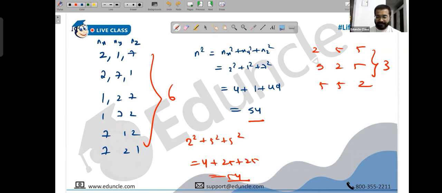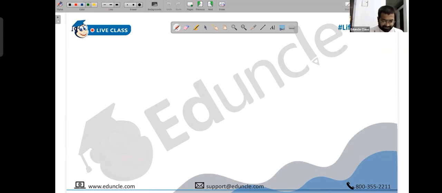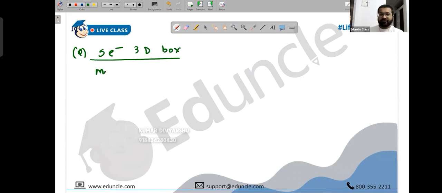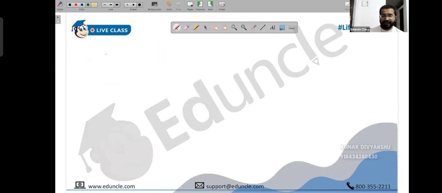Anyway, proceeding ahead. Next, let's take our kind of question which we enjoy. Again, I'm giving you 5 electrons in a 3D box, tell me the minimum energy. Let's do it for all, on one page: 5 electrons, 5 bosons, and 5 spinless fermions.